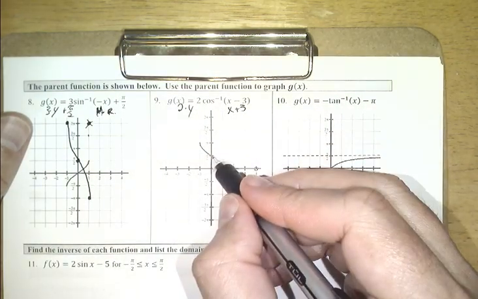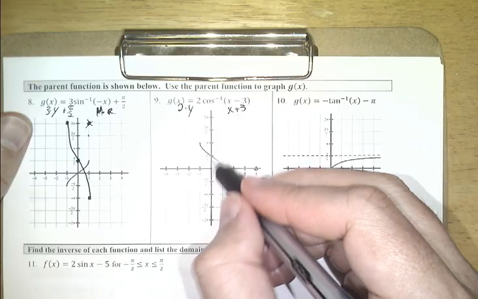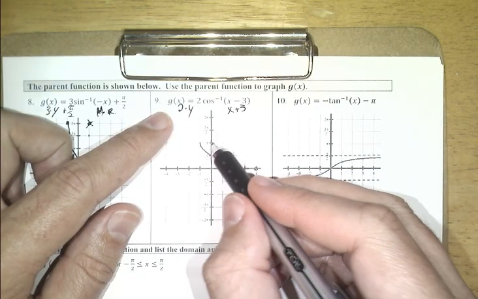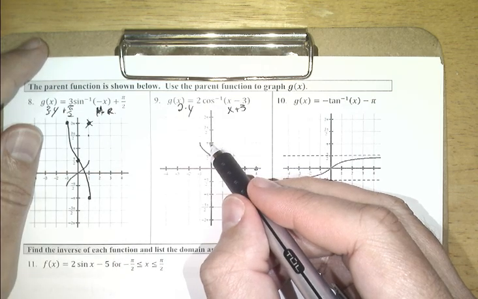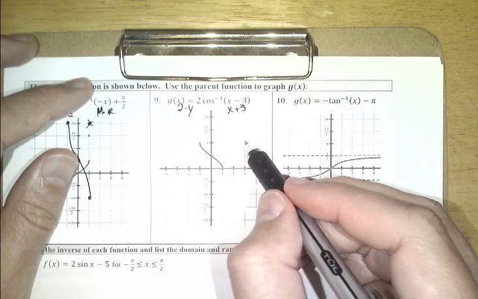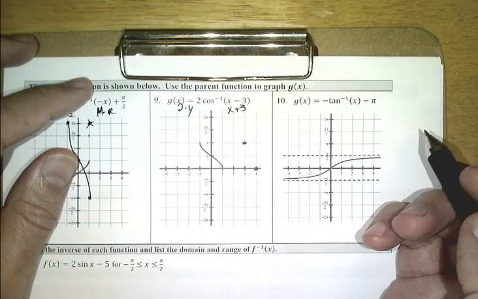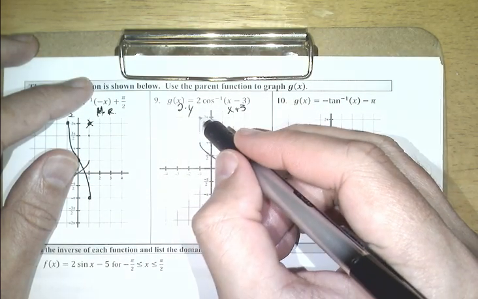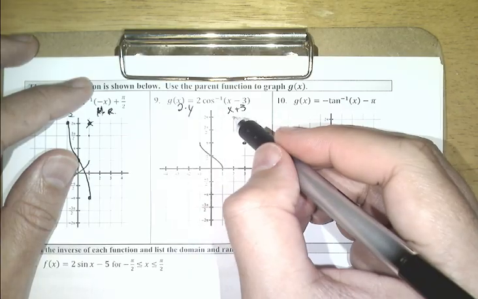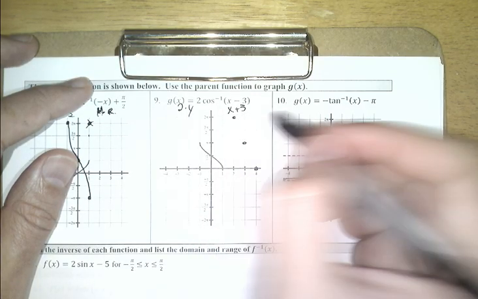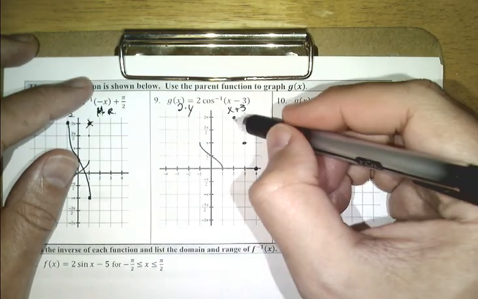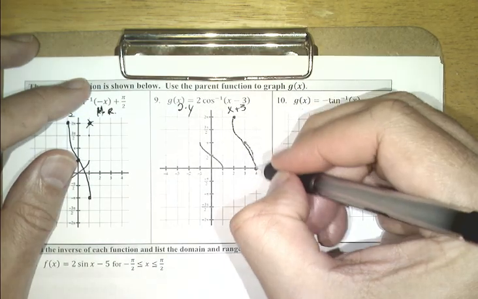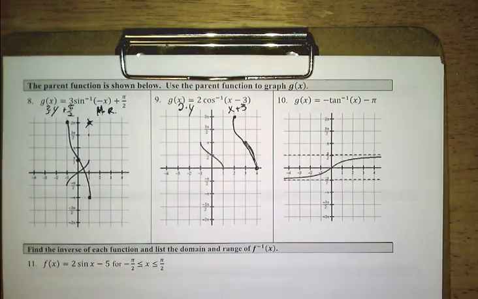Okay, at 0 pi over 2, the y value is doubled, so pi over 2 times 2 is 2 pi over 2, so that's pi. And then I move over 3, 1, 2, 3, to right there. And then this one, pi times 2 is 2 pi, and then over 3, 1, 2, 3, right there. So that is what our new graph looks like. Kind of make that a better arc there. There we go.